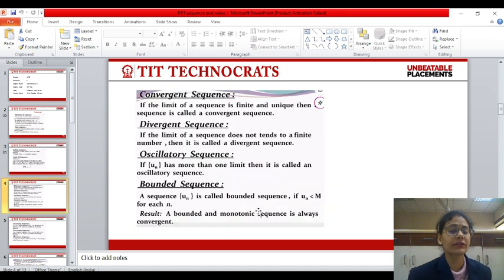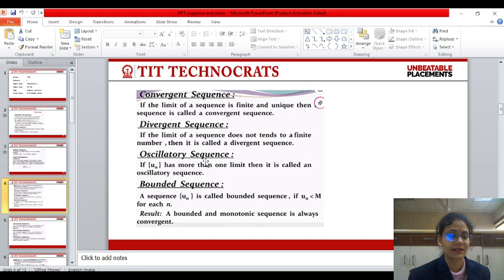After this we have a few types of sequence. Convergent sequence: if any sequence has a finite and unique limit, then we can say that particular sequence is a convergent sequence. That means all of the numbers of the sequence should converge to one single point. Then divergent sequence: if there doesn't exist any finite limit, or there is no finite number to which the sequence converges, then this is known as a divergent sequence.